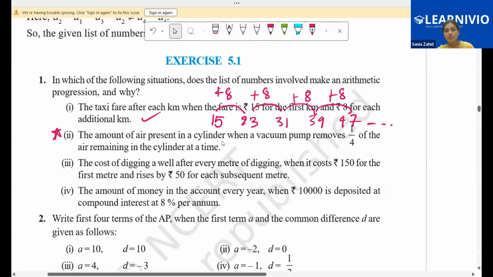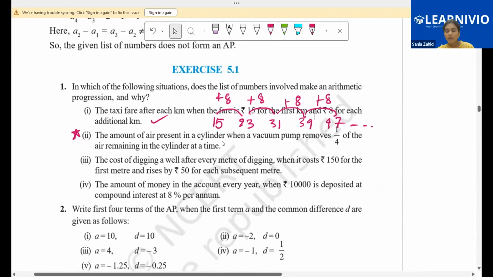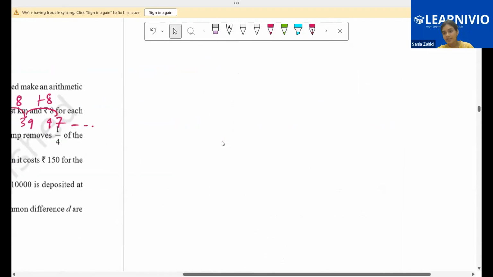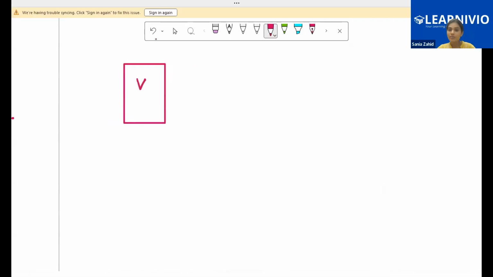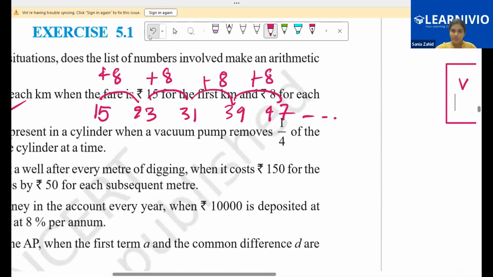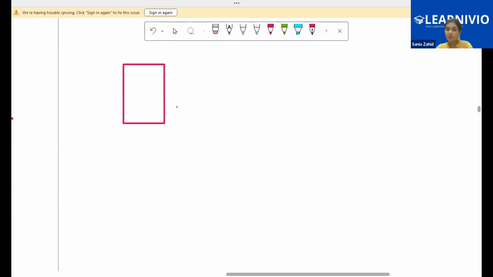The second one is the amount of air present in a cylinder when a vacuum pump removes 1/4 of the air remaining in the cylinder at a time. So let's suppose you have a cylinder with V volume of gas in it. Now the pump is removing 1/4 of the volume every time. When the pump removes 1/4, what is the volume left? V minus V/4, because the pump is removing 1/4. So now it is 3V/4.